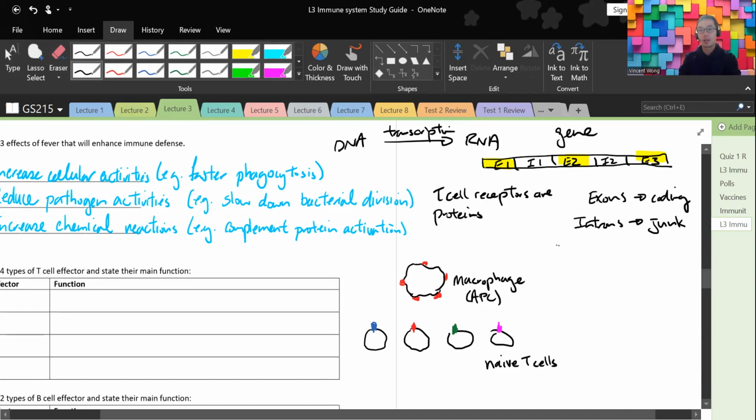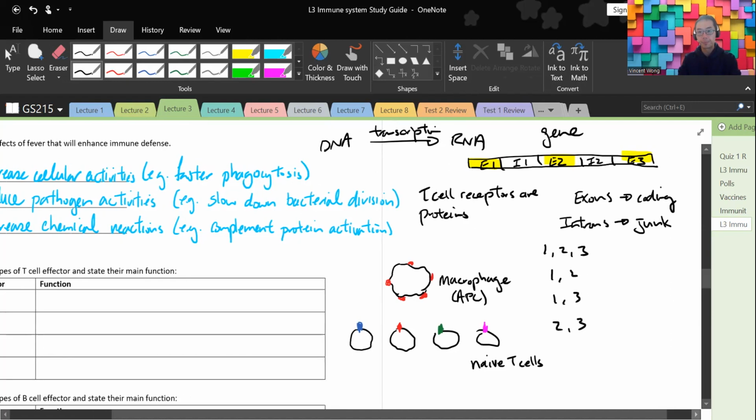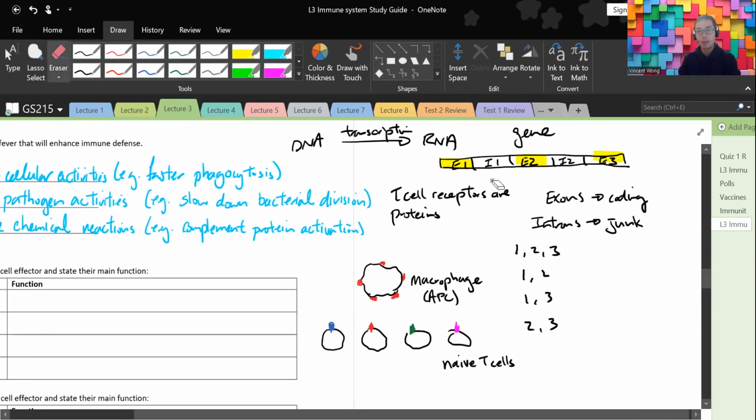Watch me. You could do 1, 2, 3 together. That's one protein. 1, 2, that's another one. 1, 3, that's another one. You can do 2, 3. What am I missing? You can also go 1 alone, 2 alone, or just 3. So 1, 2, 3, 4, 5, 6, 7. There are 7 possible combinations with just 3 exons.